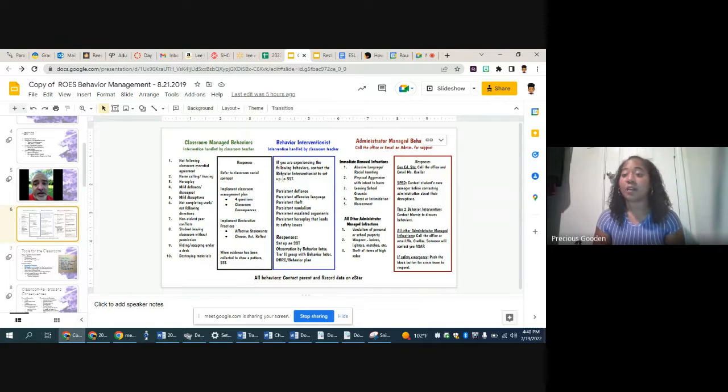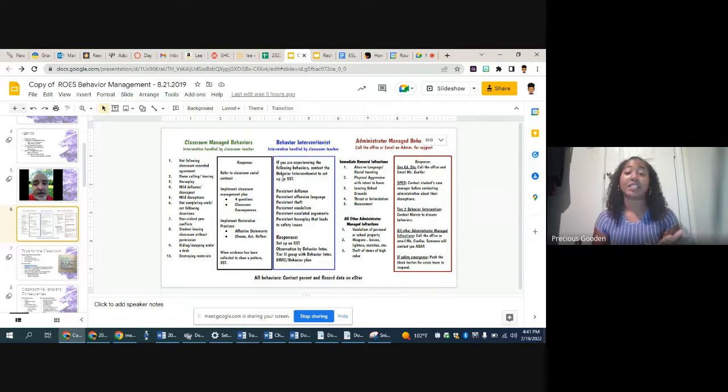Leaving school grounds, eloping. We're not talking about leaving the classroom and roaming in the hallway. This is more so leaving school grounds, because when parents leave their kids with us, they're in our care, and it's up to us to ensure their safety while they're in our care. So if a student leaves school grounds, immediately call the office.